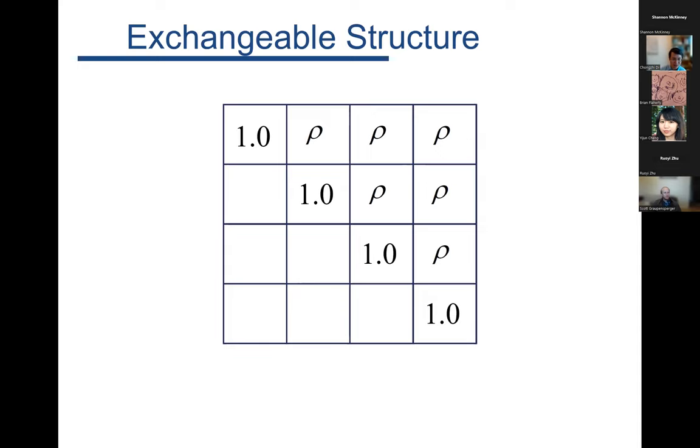Now, a second type of structure is called exchangeable. Exchangeable means that no matter which pair of time points you look at, at times 1, 2, 3, 4, whether time 1 and time 2, or time 1 and 3, or 1 and 4, or 2 and 3, you can always assume the same correlation. The correlation is characterized by this parameter rho, some number between negative one and one. This is called exchangeable, meaning you can exchange the order of those observations. Everything is rho here. If you change the order, you still get the same correlation matrix.